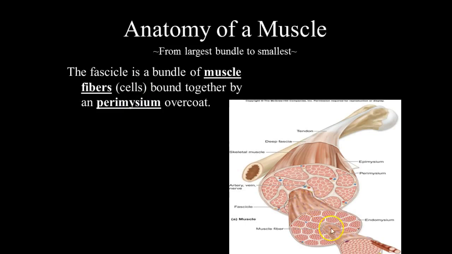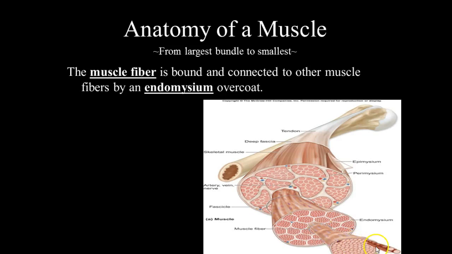So next are these bundles of muscle fibers or muscle cells that are bound together by the perimysium. Perimysium would be found right here, and this whole bundle of fibers is called a fascicle. This is a fascicle, this is a fascicle, this is a fascicle. Then each individual muscle fiber is bound together by another connective tissue wrapping, which is called the endomysium. You can see here as this one's being pulled out, each of these are individual muscle fibers.